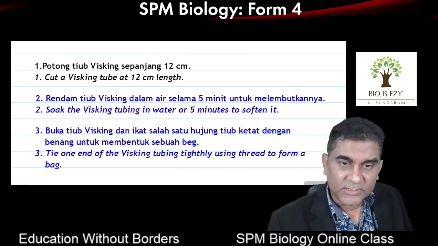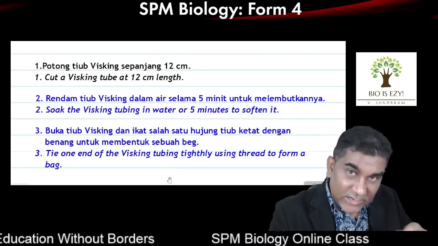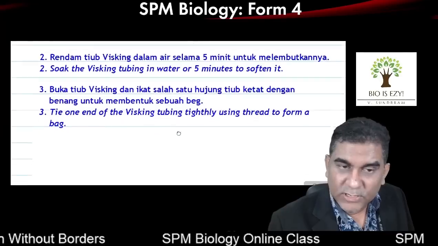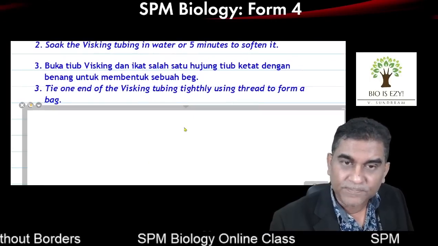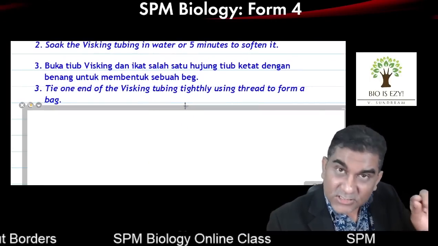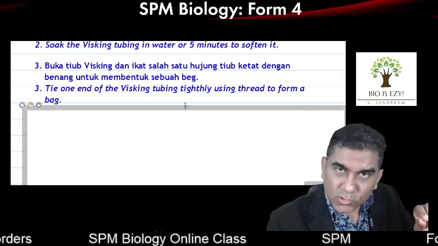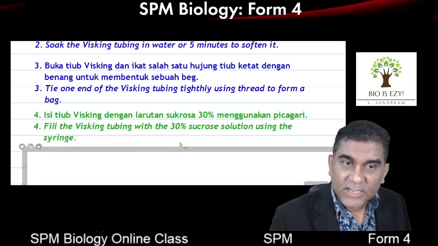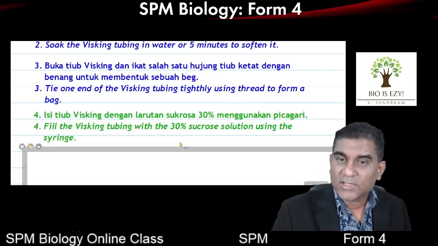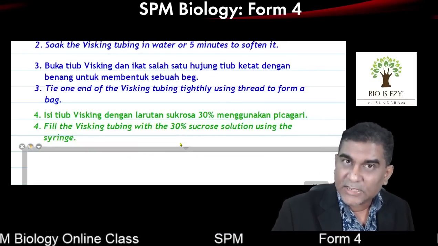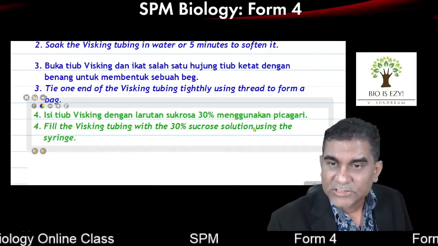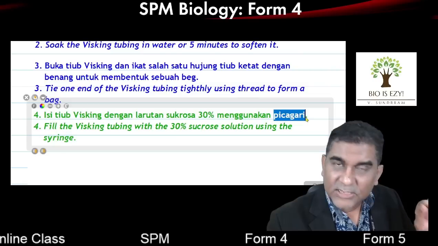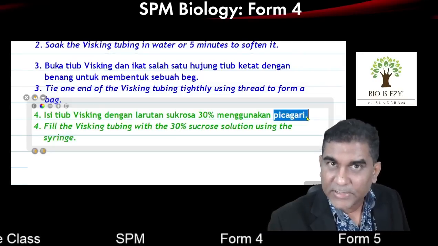Selepas kita ada tiub whisking yang sudah diikat pada satu bahagian, kita boleh masukkan larutan sukrosa. Now you can start to add in the sucrose solution. So you gently using the syringe, you add in the sucrose solution until it becomes almost full. So isikan tiub whisking dengan larutan sukrosa 30% menggunakan picagari. When you are writing the procedure, preferably mention the device that you are using. Pastikan radas yang kamu gunakan itu kamu berikan dalam penerangan.